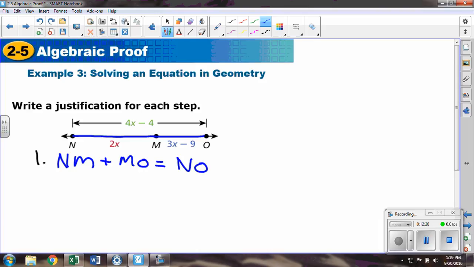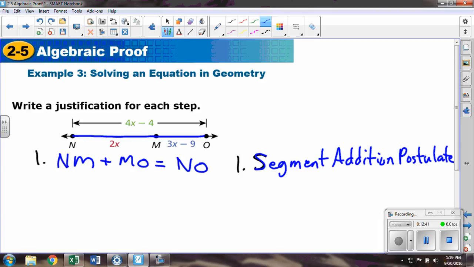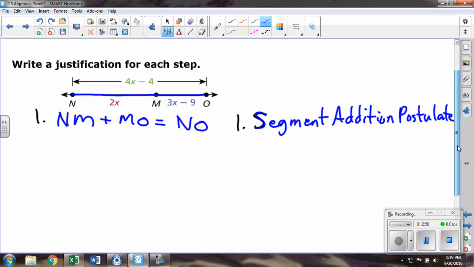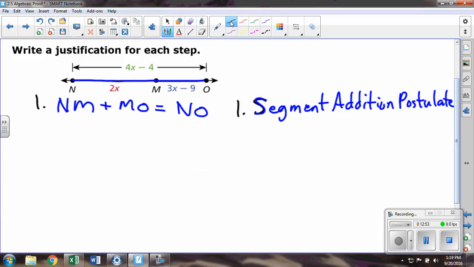This, of course, is something that we worked with in our previous unit. And that was called, give me my right color here. We know that this relationship is true because the segment addition postulate says it will be. Now that we have these components, we can change it from having distances NM and MO, and we can start putting pieces into it.